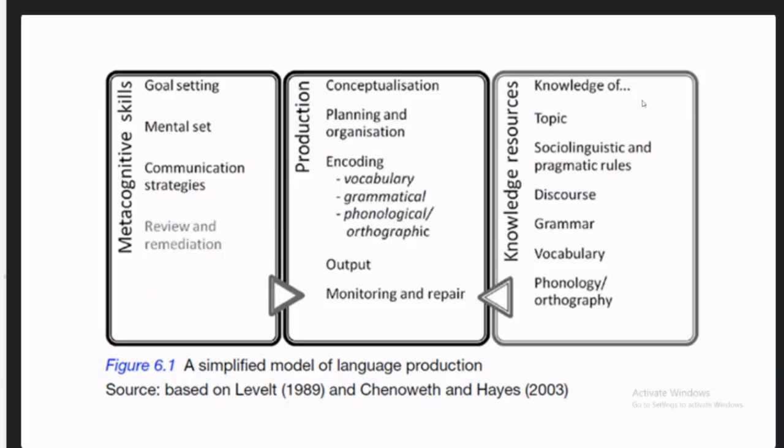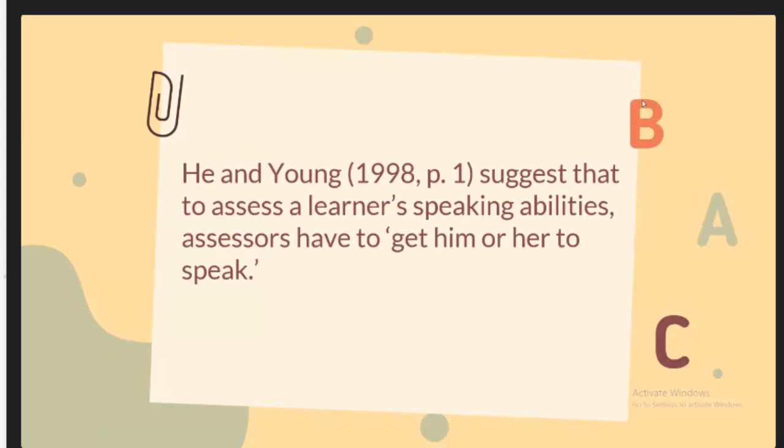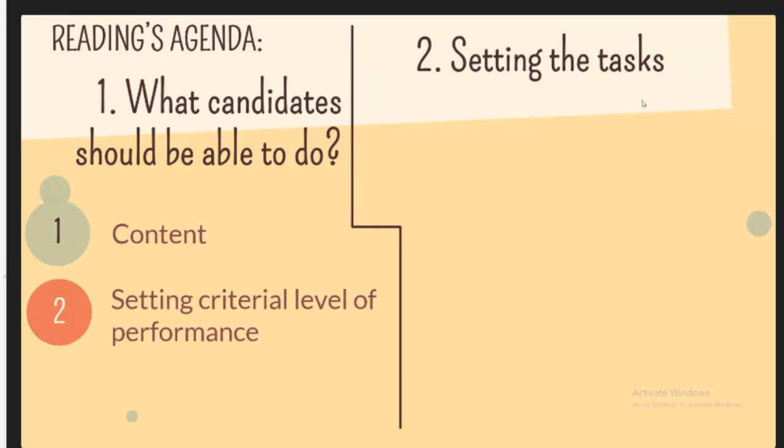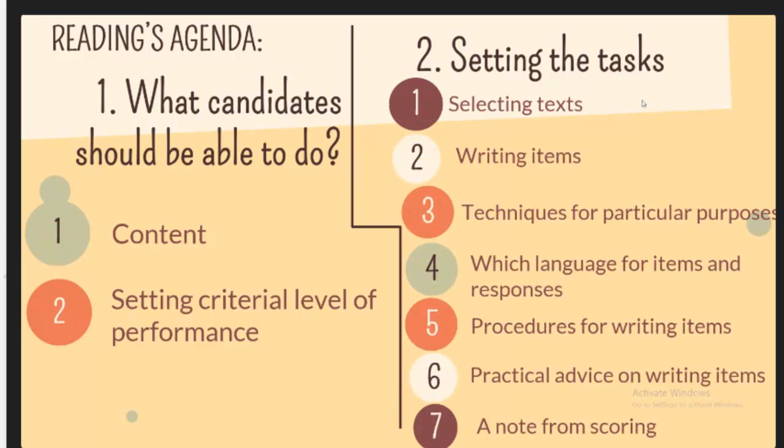Okay. Yeah. And about the agenda, what candidates should be able to do, and we have the content, the criteria, and the setting of the task. In the setting, we have selecting the text, writing the item, some technique, and the language for item, and the response, the procedures, and the advice, and then a note from the scoring.